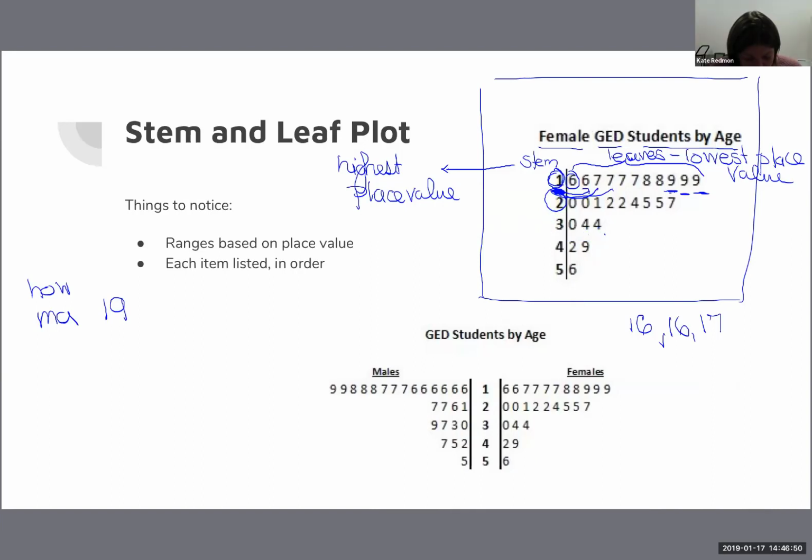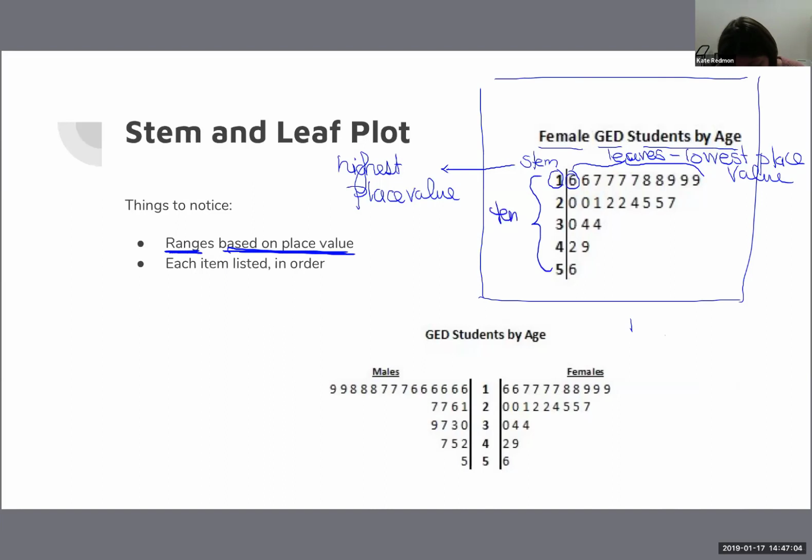I just wanted to point out a few things about this graph. One thing is that the ranges are always based on place value. In this case, these are all 10s. I have all my guys in the 10s place grouped together, my 20s together, my 30s together, my 40s. I wouldn't want a different range system in this. It's always going to be based on the place value. It didn't have to be the 10s. I could have had the hundreds over there if I had a lot of numbers in the hundreds. The other thing is that the items are listed in order. If you look at my ones place over here, first I have all the 6s, then all the 7s, then all the 8s, then all the 9s. It's not any random order. It is in numerical order.